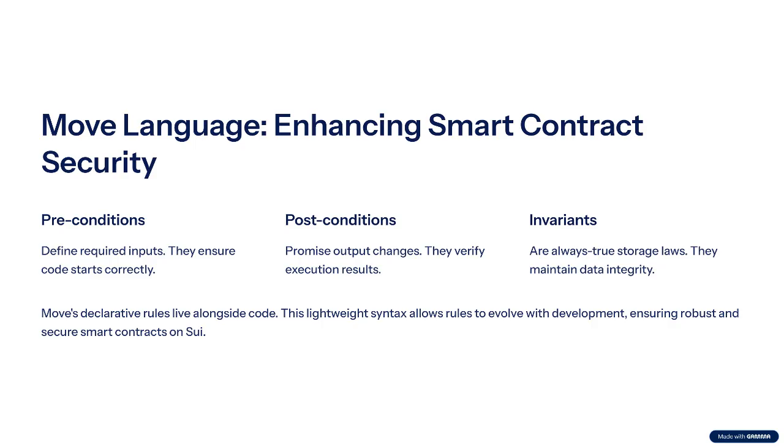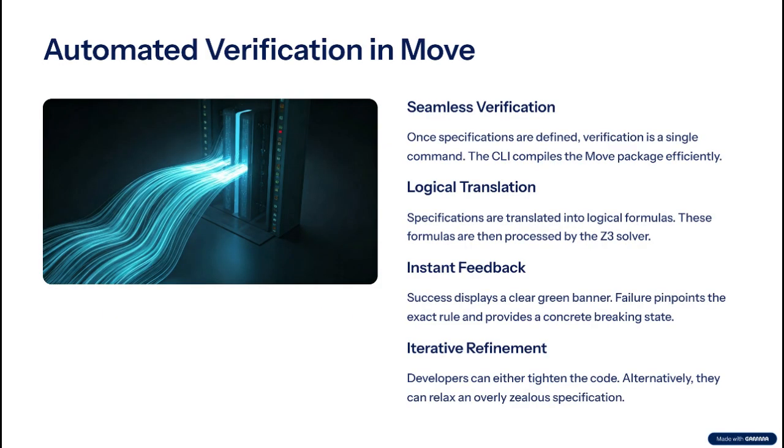Need to express every element in this vector as unique? Wrap it in a forall. Need to reference the supply before minting? Call old(total). The syntax is lightweight, and because it lives inside the same .move file, the rule evolves with the code. Once the spec blocks are in place, verification is a single command.